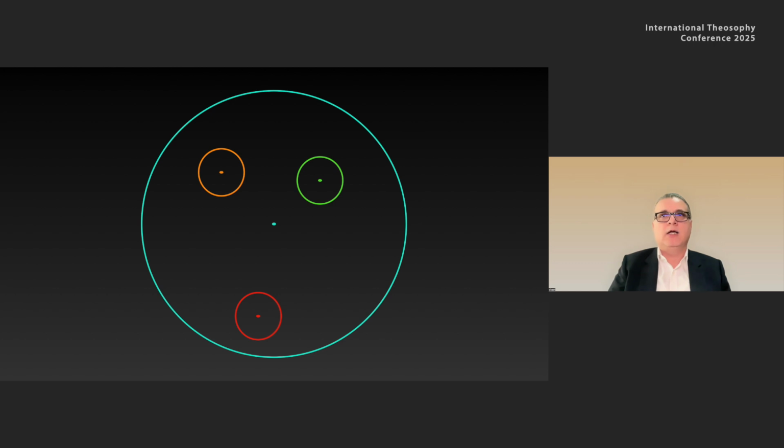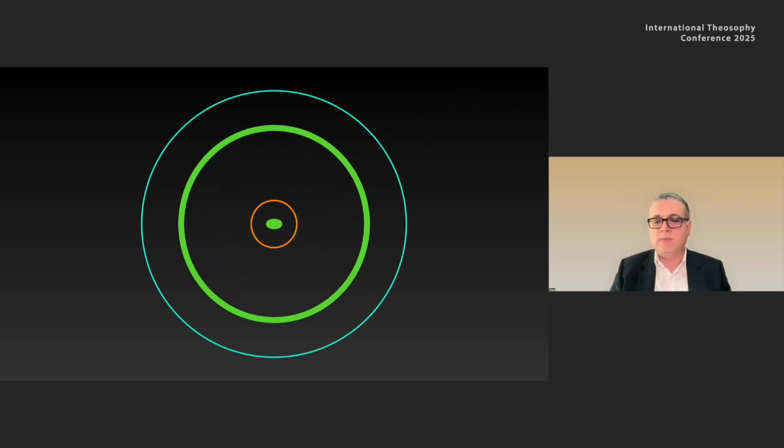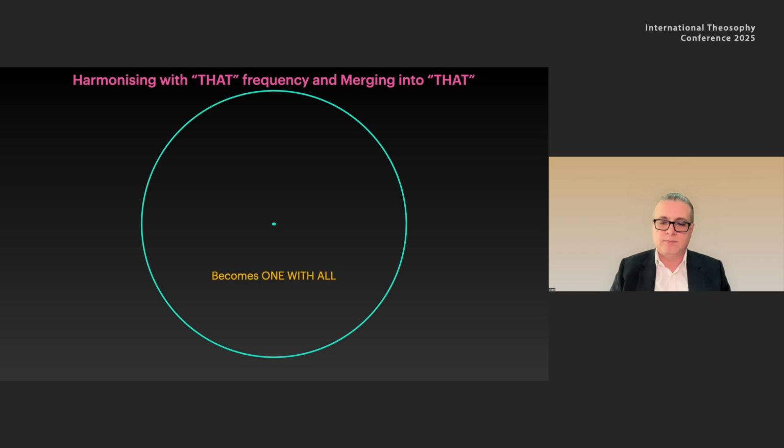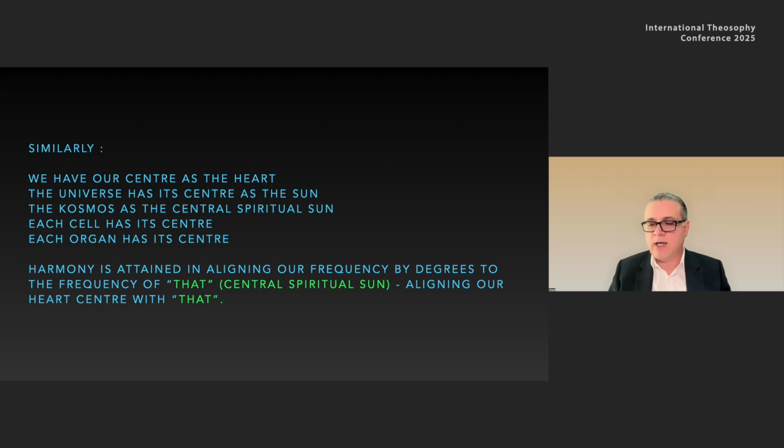However, eventually there needs to be harmony. Thus, we see that each such center needs to harmonize with that, the one center, and become one with all. Similarly, we can understand that we have our center as the heart. The universe has its center as the sun. The cosmos, its center as a central spiritual sun. Each cell has its center. Each organ has its center. And harmony is attained in aligning our frequencies by degrees to the frequency of that central spiritual sun, aligning our heart center with that.